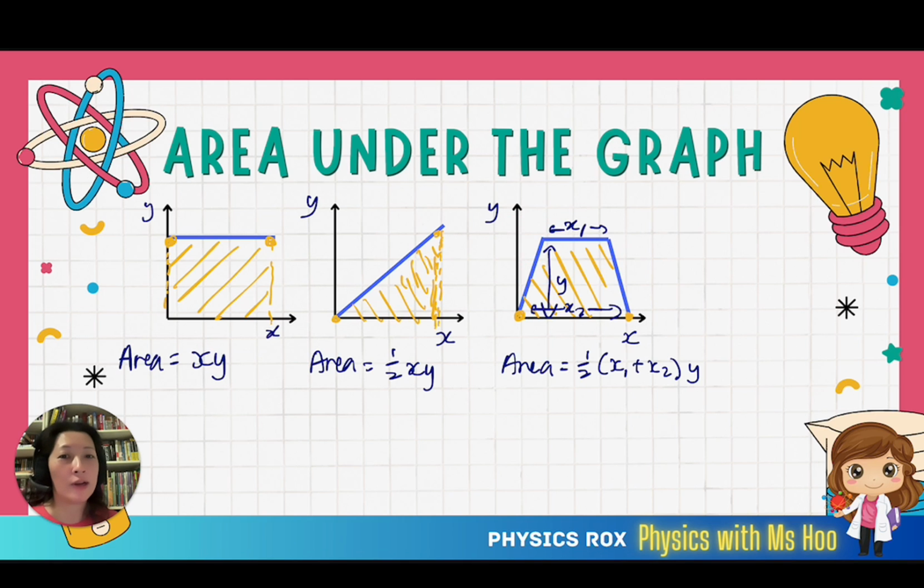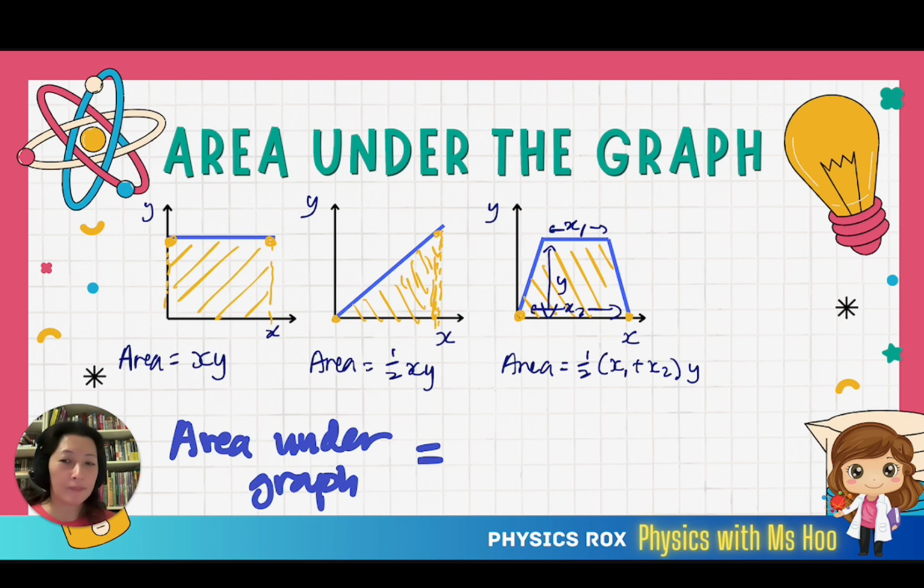So later, we're going to take a look at what the value of the area under each of those respective motion graphs represents. So for now, I'm just going to write in general that the value of the area under the graph is equivalent to the variable on the x-axis multiplied by the variable on the y-axis. Alright, so now that we know about gradients and area under the graph, let's look at those individual motion graphs.